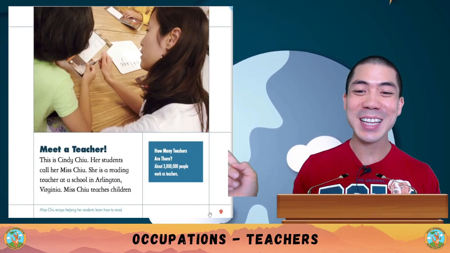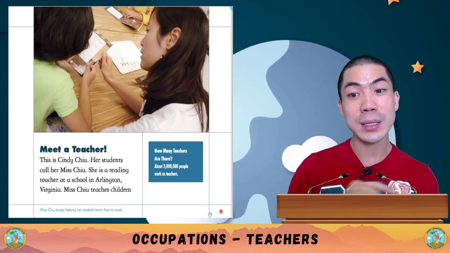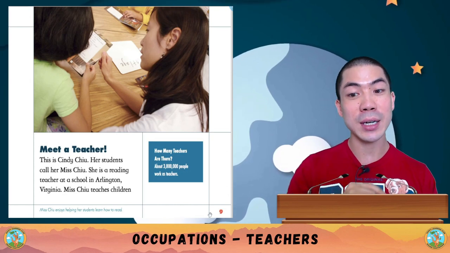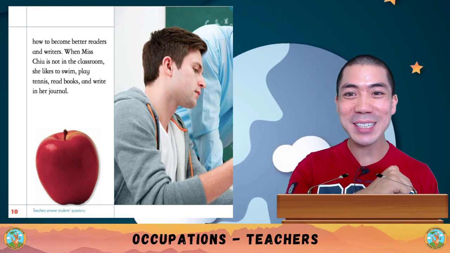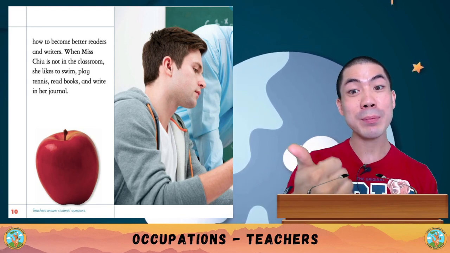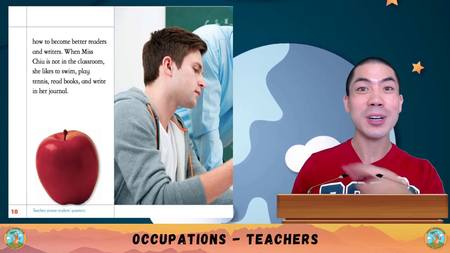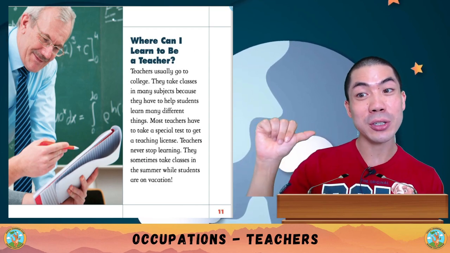Meet a teacher. This is Cindy Tree. Her students call her Miss Tree. She is a reading teacher at a school in Arlington, Virginia. Miss Tree teaches children to become better readers and writers. When Miss Tree is not in the classroom, she likes to swim, play tennis, read books, and write in her journal. Look at this.